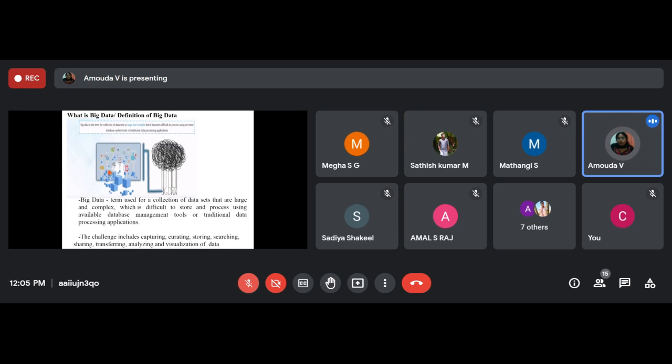Now we are talking about analytics. What is analytics? It includes capturing, curating, storing. The storing purpose plays a very important role in big data analytics, as we are going to see. Also searching, sharing, transferring, analyzing, visualizing. What you do in database management can be done, but efficiently storing and processing, which is the most important part of the analysis, can be done here. That's what we are doing.